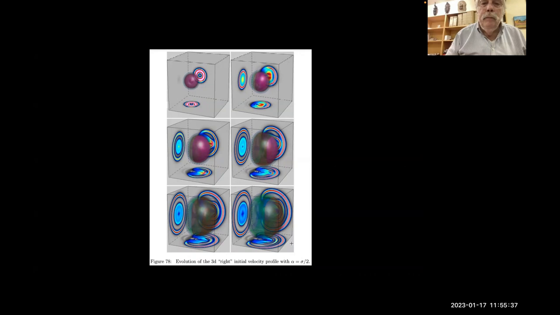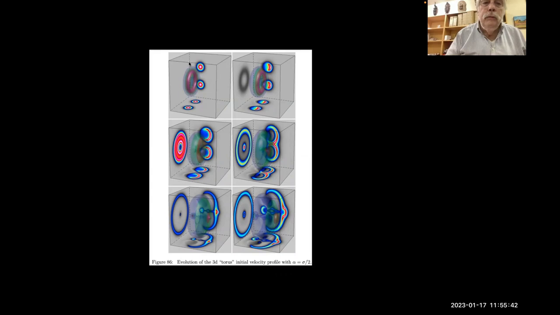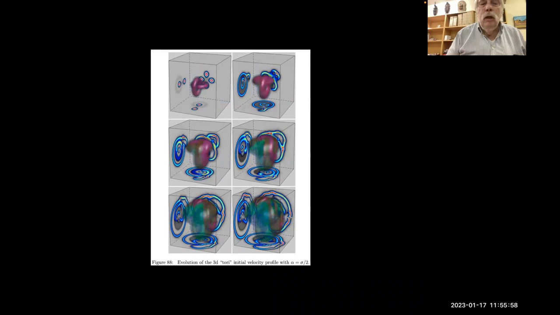This is the torus. It starts out as a torus, and as it propagates, there's an interaction jet again. And then the two-dimensional projections look a lot like the two-dimensional pecans. Okay, this is entwined toruses, and this is where the talk ends.